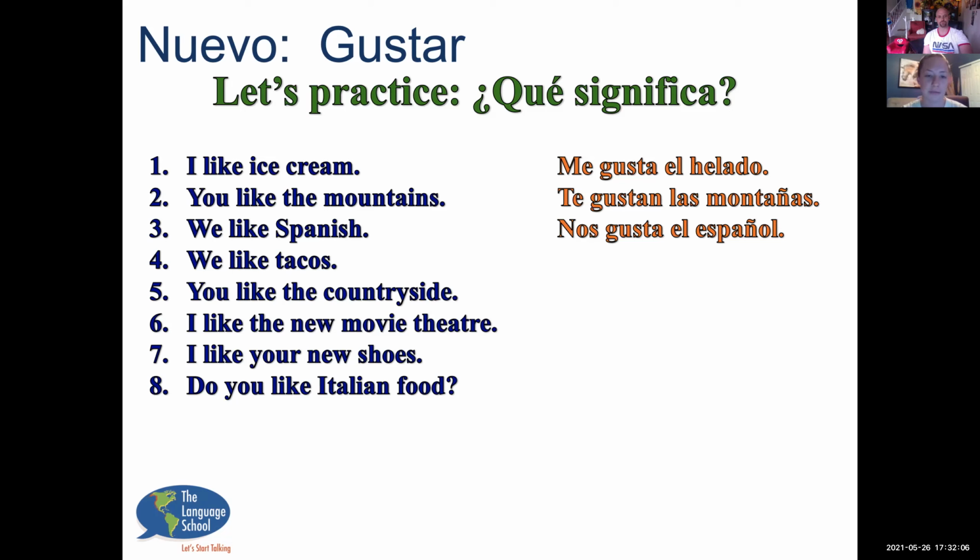Nos gusta los tacos. Little mistake. Nos gustan los tacos. Ahí está. Perfecto. ¿Te gusta el campo? Muy bien. Me gusta el cine nuevo.